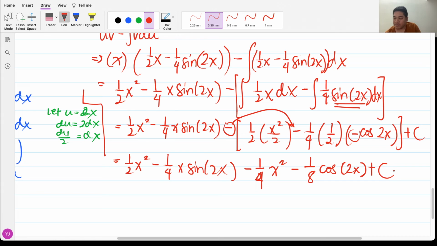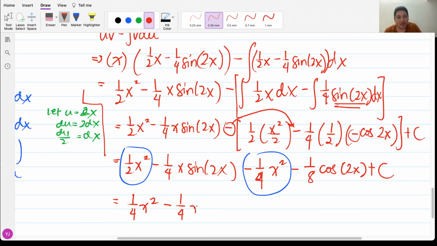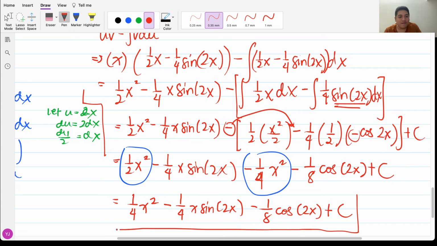Can we simplify? Yes, we can simplify actually 1/2 x squared minus 1/4 x squared. So 1/2 minus 1/4, that is simply 1/4 x squared minus 1/4 x sine of 2x minus 1/8 cosine of 2x plus c. And this will be our final answer for this given problem. Let me just double check. We just got the correct answer.